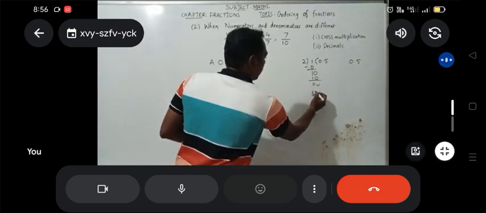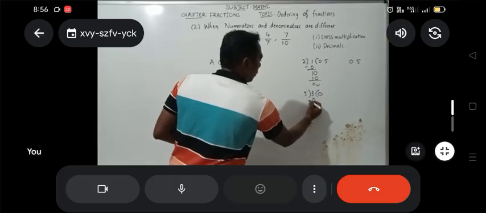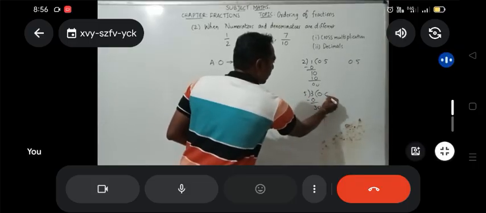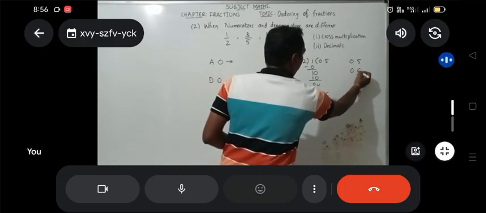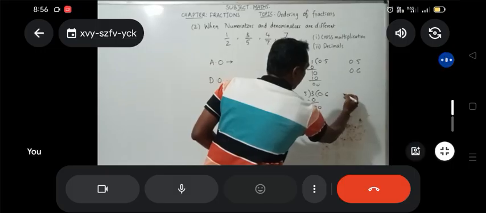You can do it here. 3 should be divided by 5. 5 zeros are 0. Put a decimal point, take 0. 5 6s are 30. Second one is 0.6. Take 4 by 7.